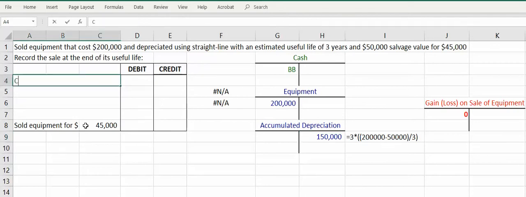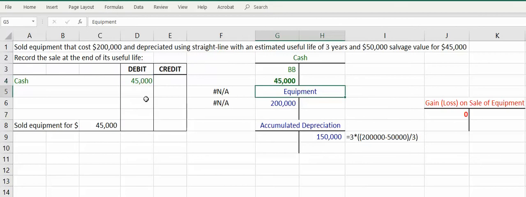So we're getting debit cash for 45,000. The 45,000 compared to the book value, if you look at the book value of 50,000, it's 5,000 less. So we're not getting as much cash as the books are saying the asset is supposedly worth.